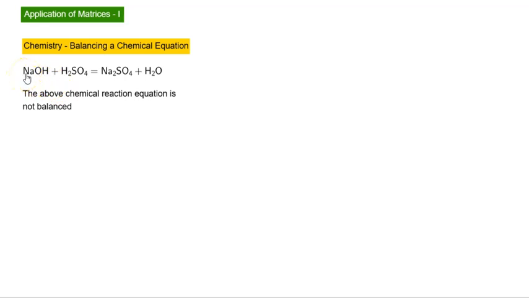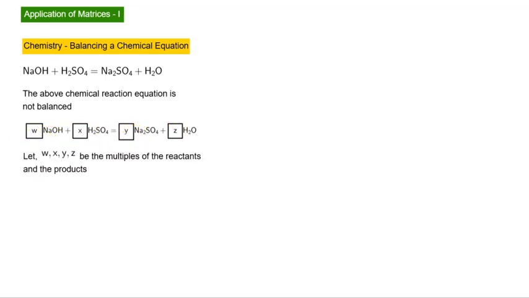Here you have a single sodium atom. Here we have two sodium atoms. Similarly, others. So we need to make sure that is balanced. Now we write this in this form with W, X, Y, Z as the coefficients of these molecules. So let W, X, Y, Z be the multiples of the reactants and the products.